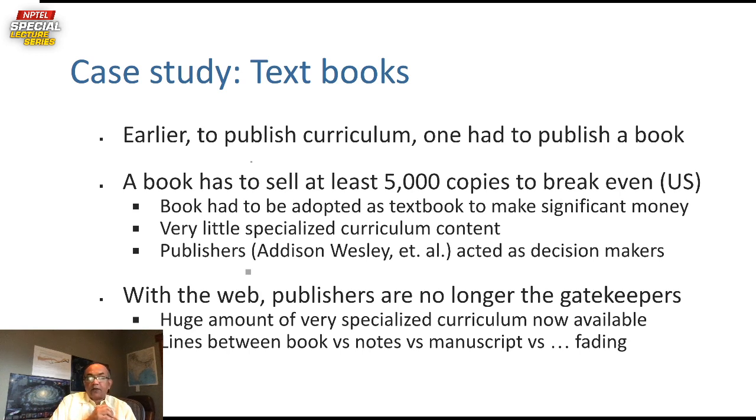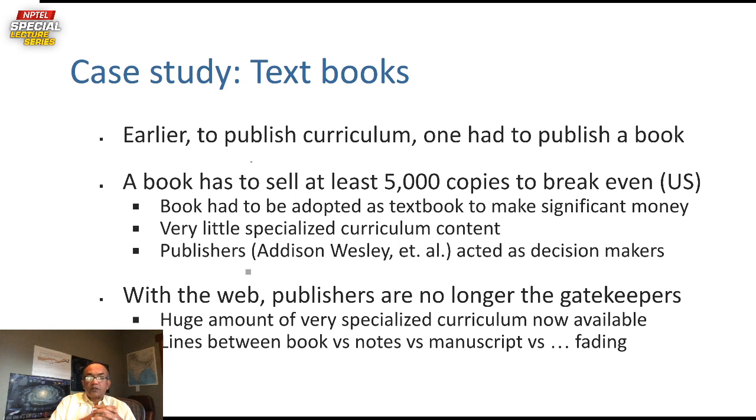A great case study for this kind of easy on-ramp, changing the nature of the ecosystem, is with textbooks. Before 2000, in order to publish some piece of curriculum, supposing I wanted to teach a course on some particular topic, I had to publish a book. That is the way you did it. And if you look at the economics, a book has to sell at least 5,000 copies for the cost of the printing and the typesetting and all of that to break even. And for that, I'm talking about technical books and subject books, not fiction, a book had to be adopted as a textbook in order to make significant money. Now, there's only so many courses and so many textbooks that are required, which meant that there's very little specialized curriculum.